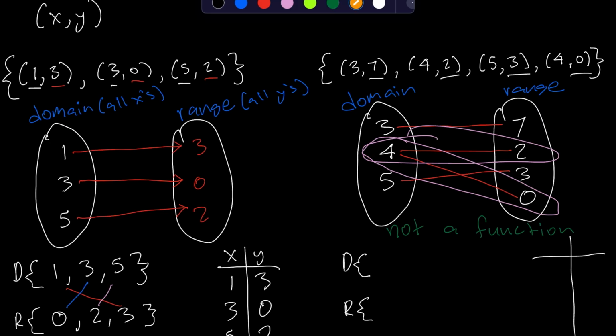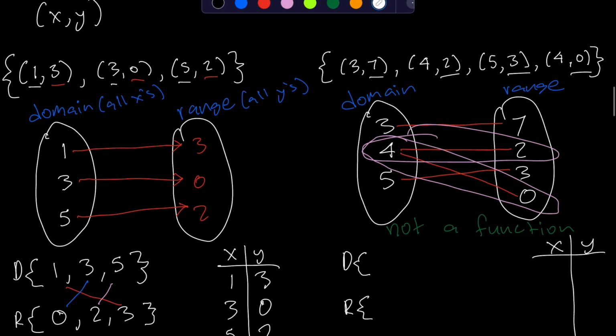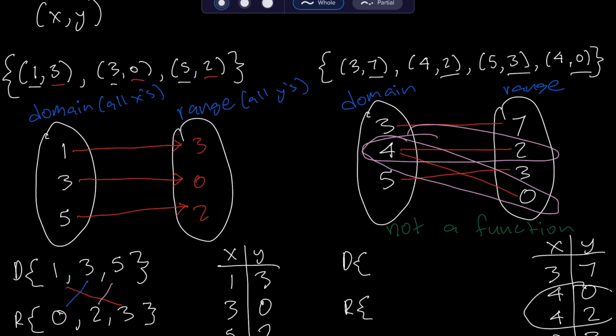And here's how we can model it in a table. We have x, y. So we have 3, 4, 4 again, 5. We can write it in. 3 is 7. 4, this first 4 can be any of these pairs. Doesn't necessarily matter which. I'll write 0 and then 2. And then 5 corresponds to a y value of 3. Because we see 4 repeated in this table, providing two different y values, this further shows us that this is not a function.